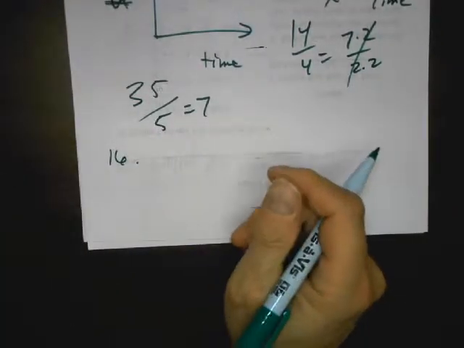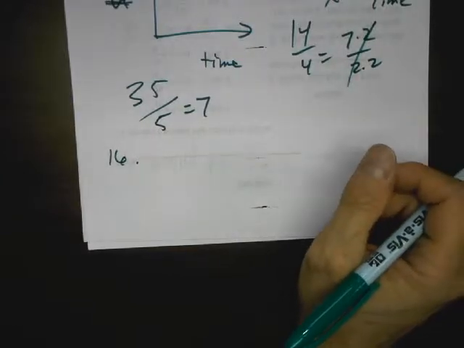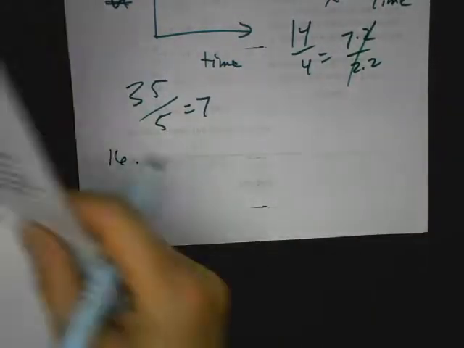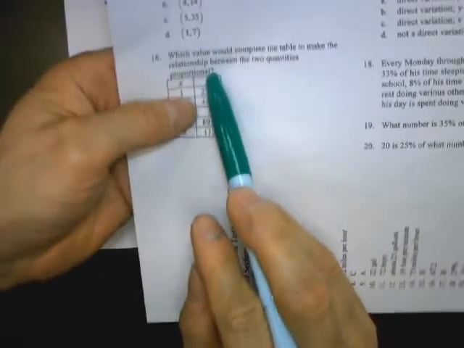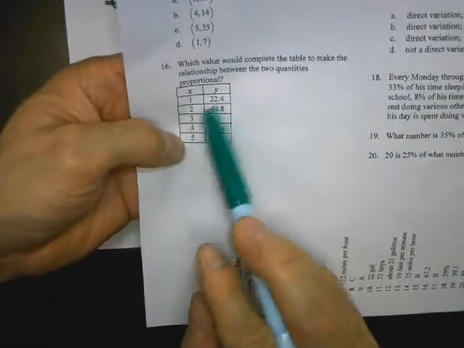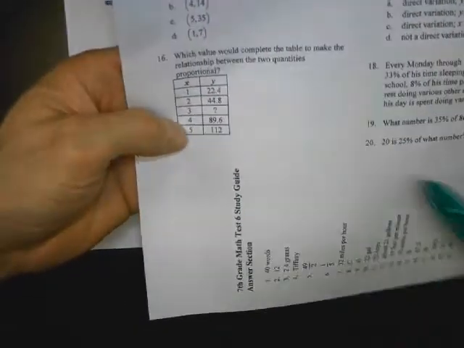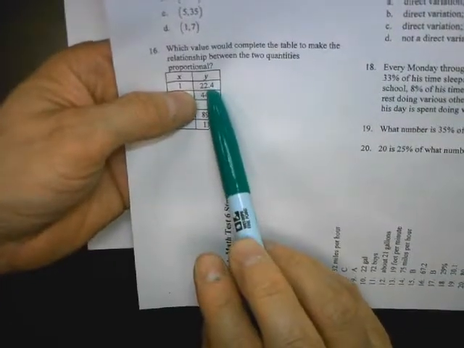Number 16. It says which value would complete the table to make the relationship proportional. Okay? So we're looking at these. These are all proportional. That means they're all the same. So let's just take one. Always use the one with 1, right?